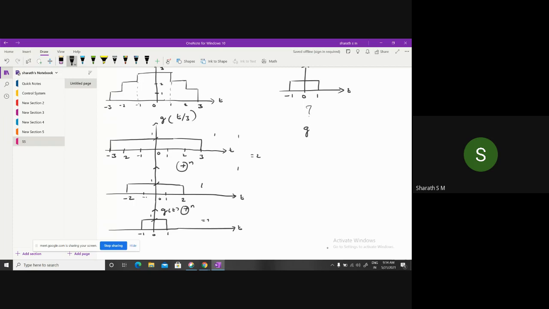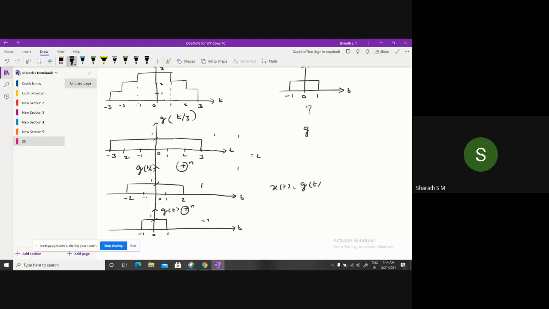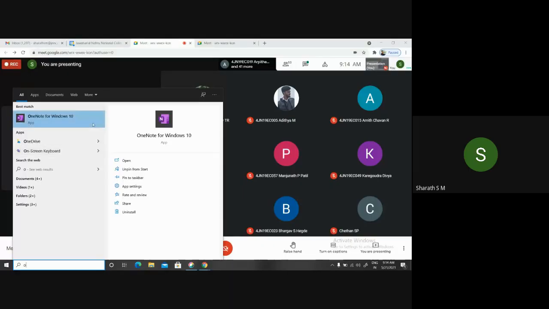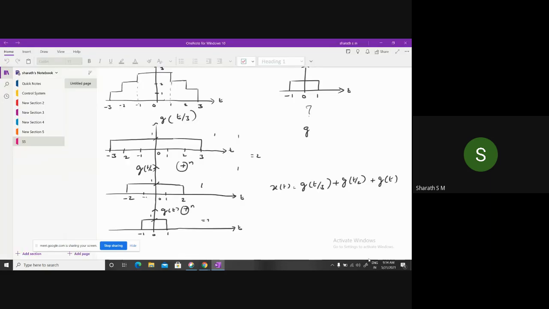And then to make it as -2 to +2, what signal we need to write down here? G of t by 2. So that is the label we need to write down. So now the whole x of t can be written as g of t by 3 plus g of t by 2 plus g of t. So that is the final answer.